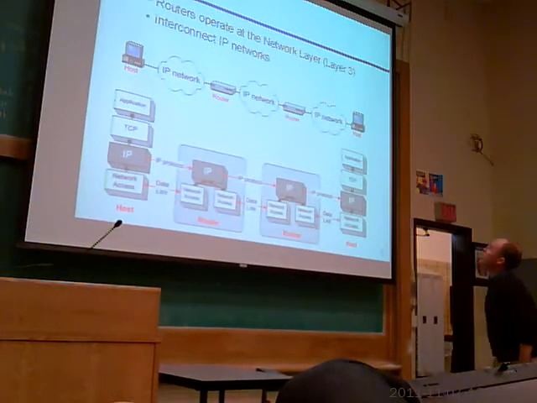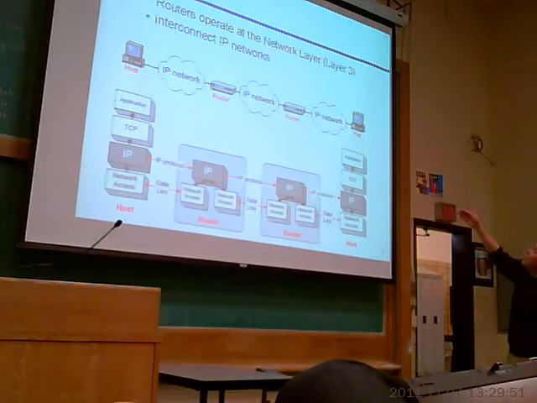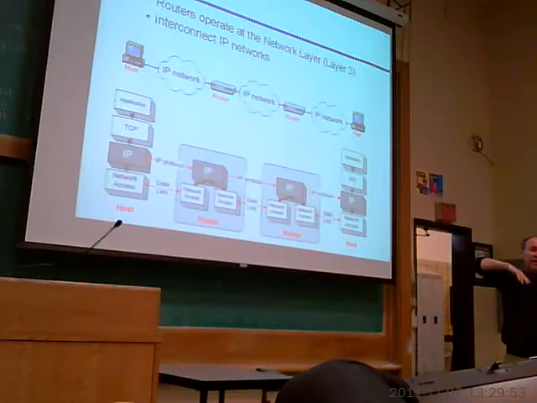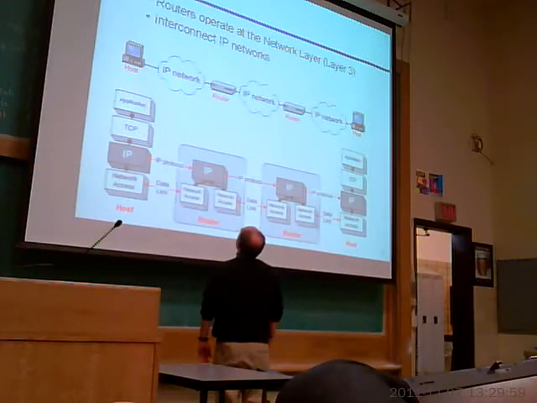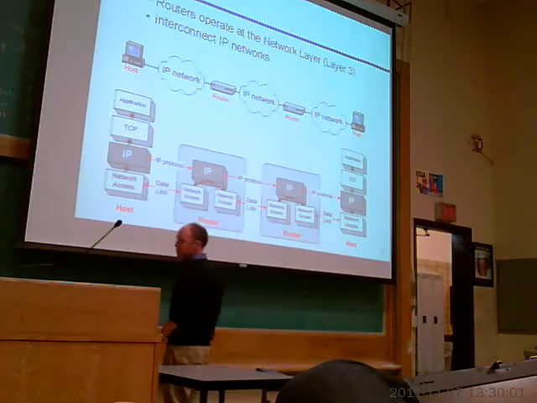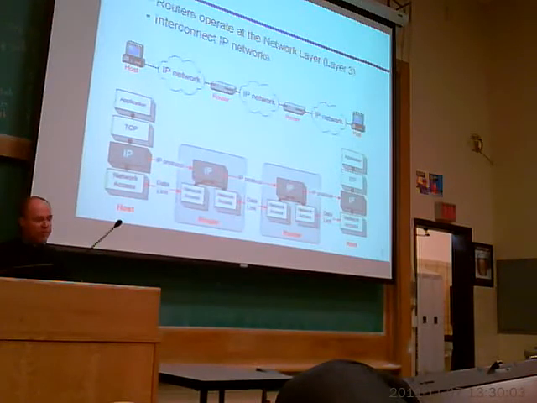So this is then a router. A router interconnects IP networks at the network layer. That's how we know this picture, and pretty much we know how this works.